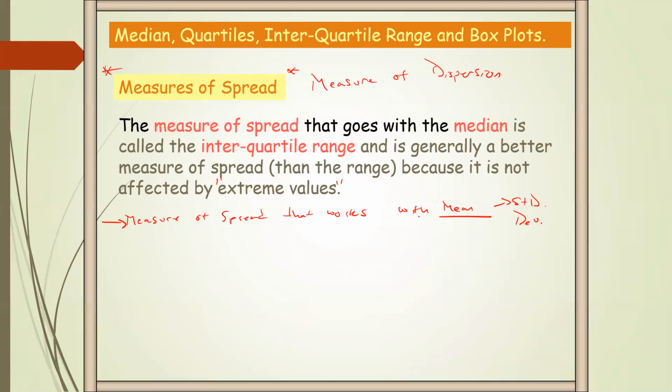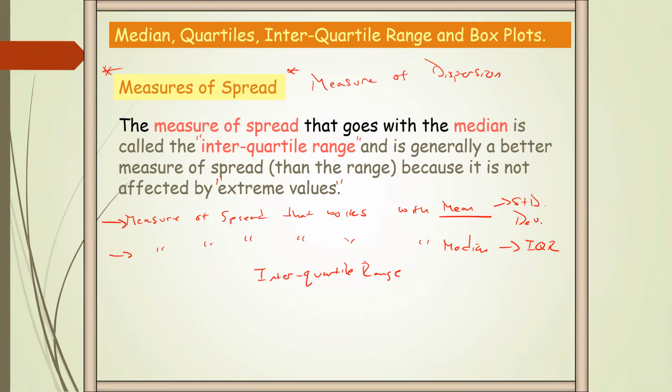But what's the measure of spread that works with the median? Because we learned that measure of central tendency. And it's what's called the interquartile range. So I'm just going to call it the IQR, the interquartile range. And this is a really great measure of spread or measure of dispersion for a data set.